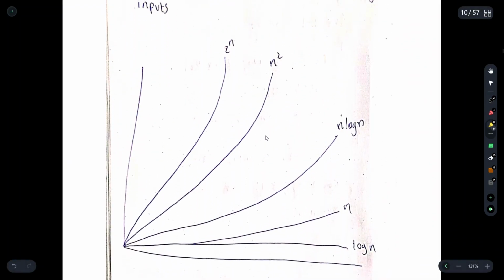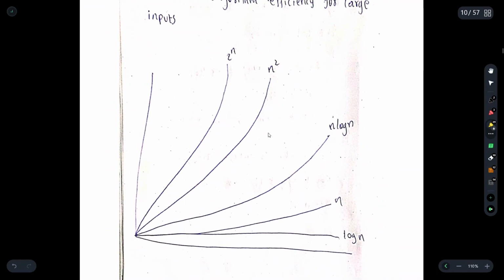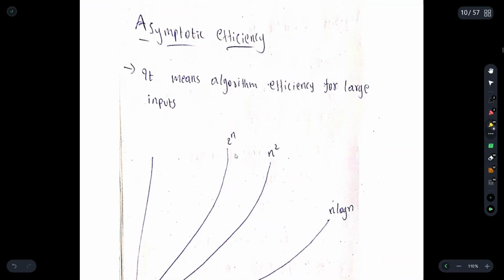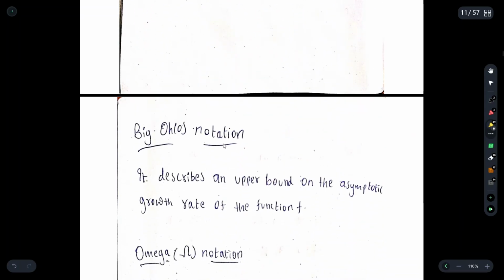To mention the time complexity of a particular algorithm, we use these: big O of 2 power n, big O of n square, big O of n log n, big O of n, big O of log n. In this way we use these for the purpose of representation. Here we can see a graph, and in this way the asymptotic efficiency is shown.